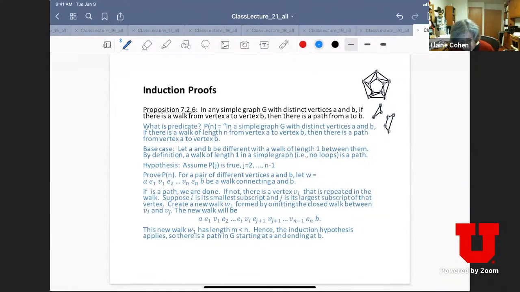Okay. Let's look at this one, and this one we've got right on the page here. In a simple graph, remember that means no multi-edges, no loops, with distinct vertices A and B. If there's a walk from vertex A to vertex B, then there's a path from vertex A to vertex B. What's the predicate for proving this? In a simple graph G with distinct vertices A and B, if there's a walk of length n from vertex A to vertex B, then there's a path from vertex A to vertex B. So that's our induction proof here.